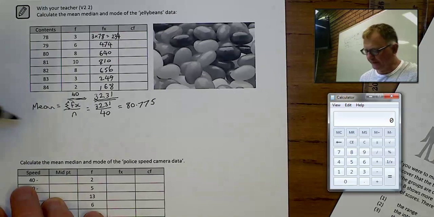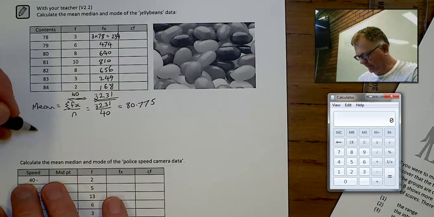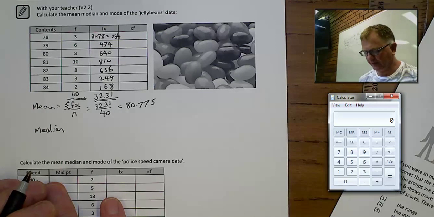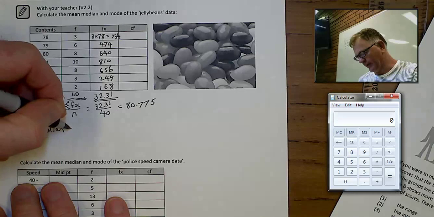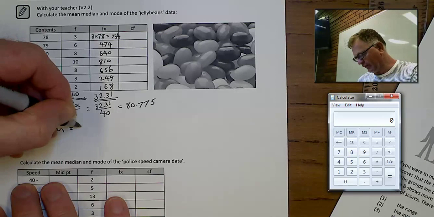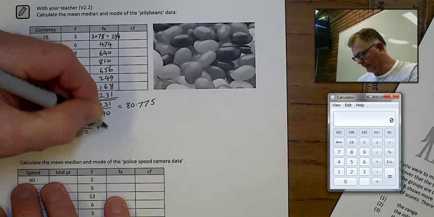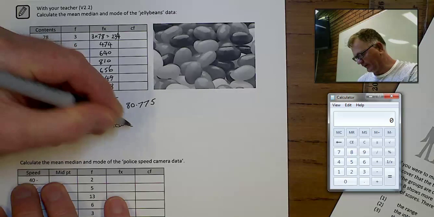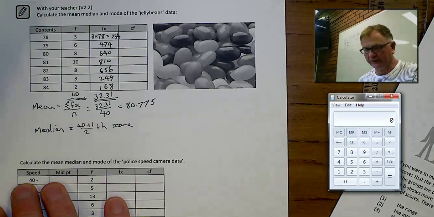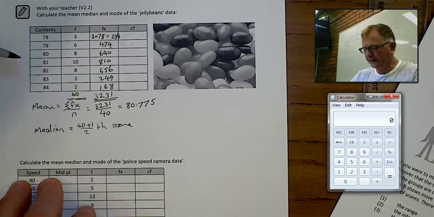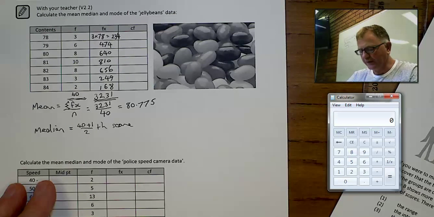What about the median? Now the median is the middle number. Now there were 40 packs of jelly beans, and so that means the median is the (40 plus 1) over 2 score. That doesn't tell you what the median is, it tells you the position of the median. Now we're not quite sure where that is. Now a cumulative frequency column can help me.